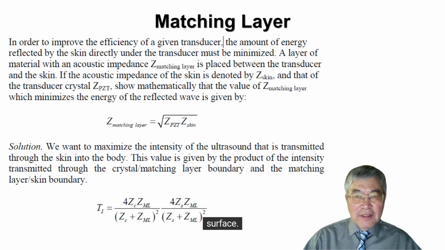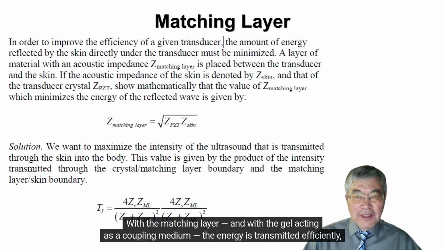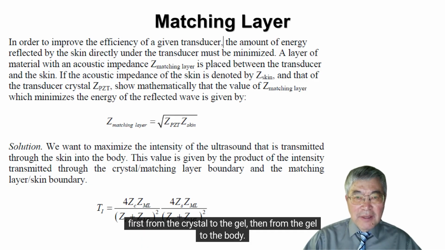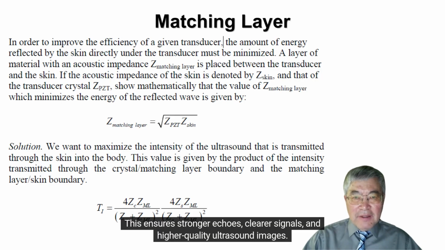To summarize, without the matching layer, most of the ultrasound energy would just reflect at the skin surface. With the matching layer and with the gel acting as a coupling medium, the energy is transmitted efficiently, first from the crystal to the gel, then from the gel to the body. This ensures stronger echoes, clearer signals, and higher quality ultrasound images.